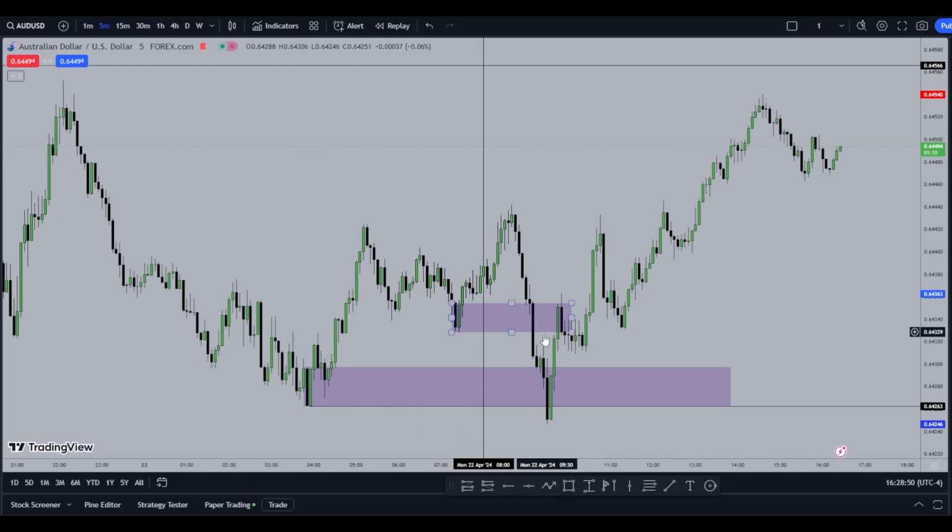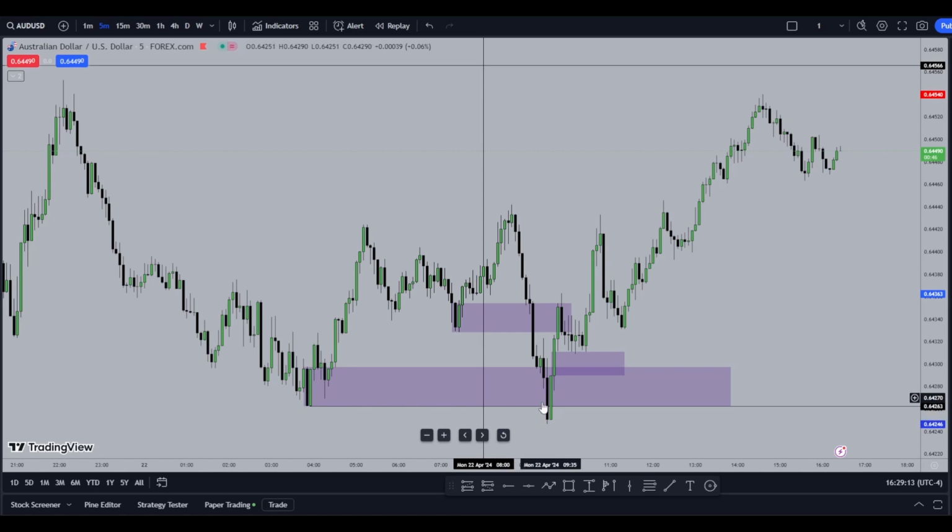So you can see that there was a market structure shift, because this was the swing high over here. Price went up, broke this swing high, and left a fair value gap over here. It's a clear fair value gap. Price just tapped a little bit into that fair value gap and then it didn't come back. It just kept on going up and took this high.